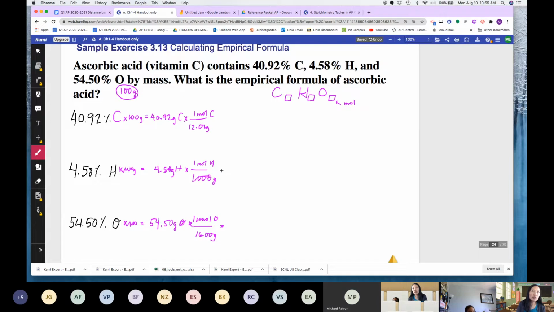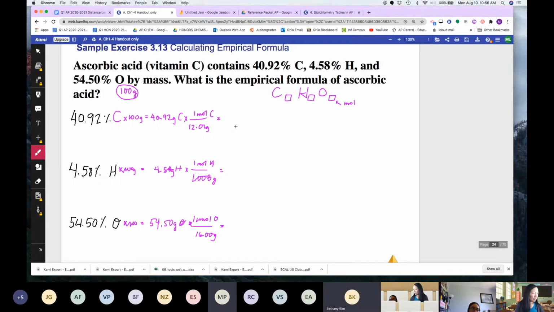Okay, notice here I'm not using O2 because this is a part of the substance. It's not O2, it's just an O inside this vitamin C. Somebody give me all these numbers quickly, please. The carbon is 3.407 moles. The hydrogen is 4.54 moles. And the oxygen is 3.406 moles.